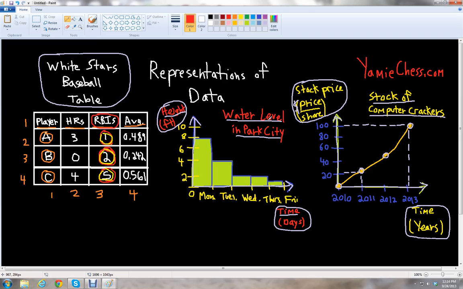for our water level in Park City. And Park City is a fictitious name. It's not real. And then we look at the bars, and the height of each bar tells us how high the water is for each given day of the week. So we have Monday, Tuesday, Wednesday, Thursday, and Friday.